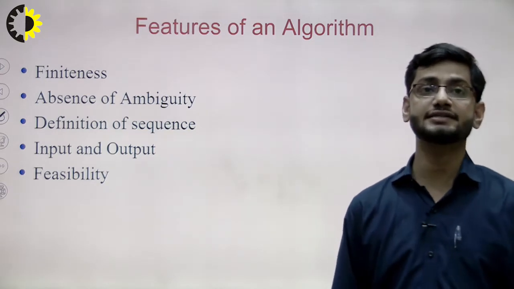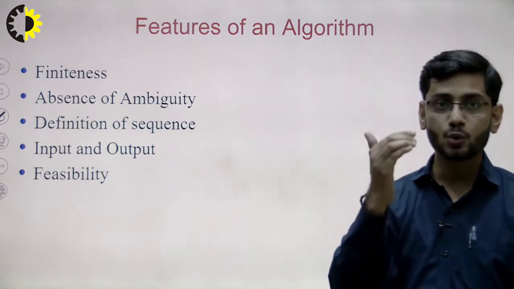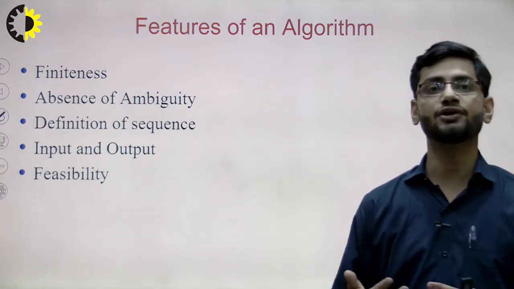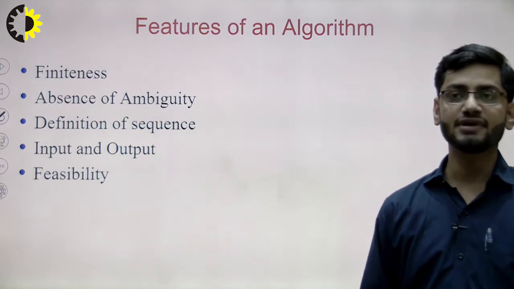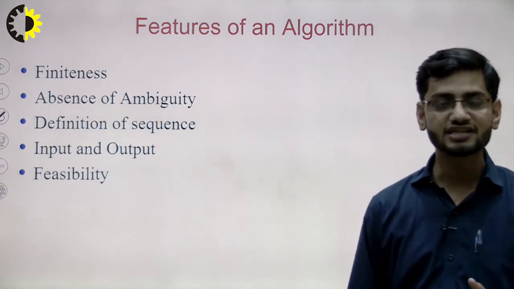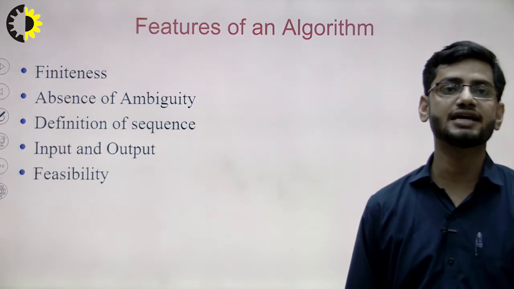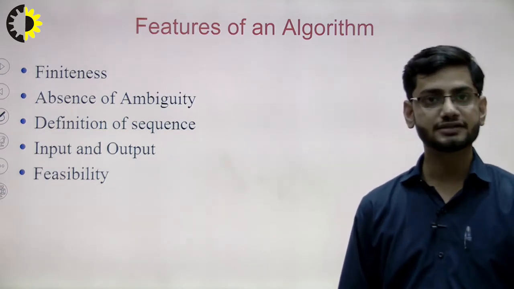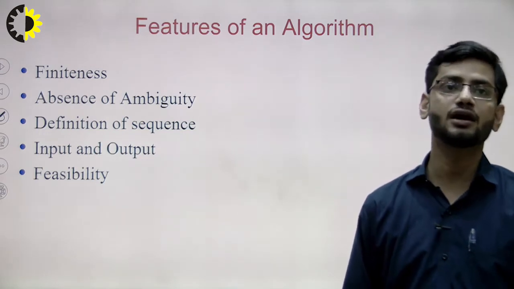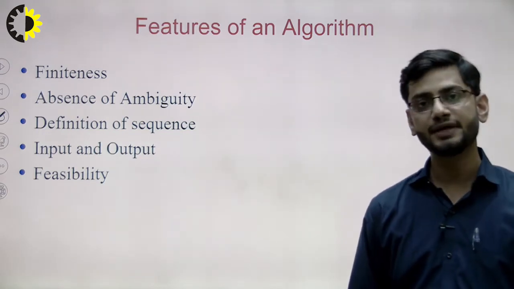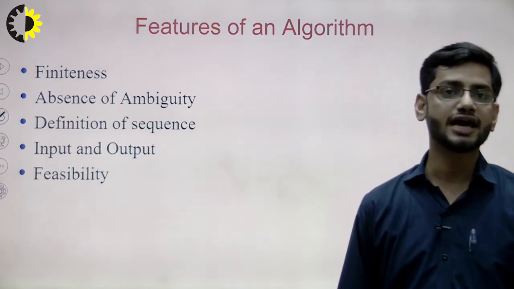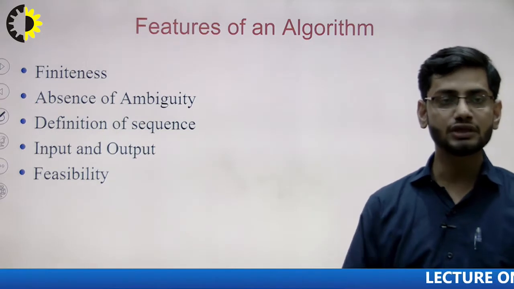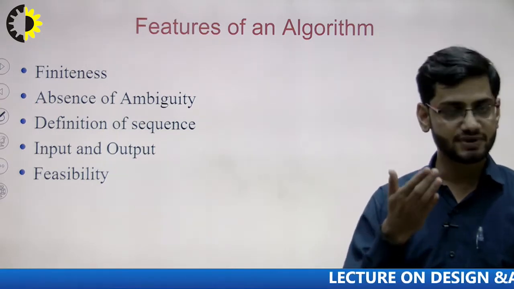The definition of sequence says that an algorithm is a sequence of steps. You can't follow the steps randomly in any order. For example, if I am adding 2 numbers, the first step will be taking 2 numbers as input from the user. Second, adding the 2 numbers and storing the result into a third variable. And the third step will be reporting the output as the sum of the 2 numbers. So I have to follow these 3 steps in a specified order.